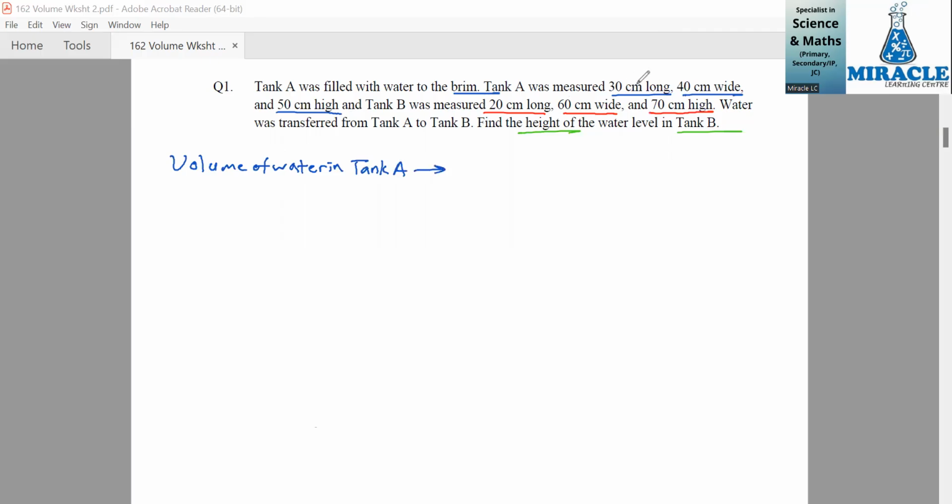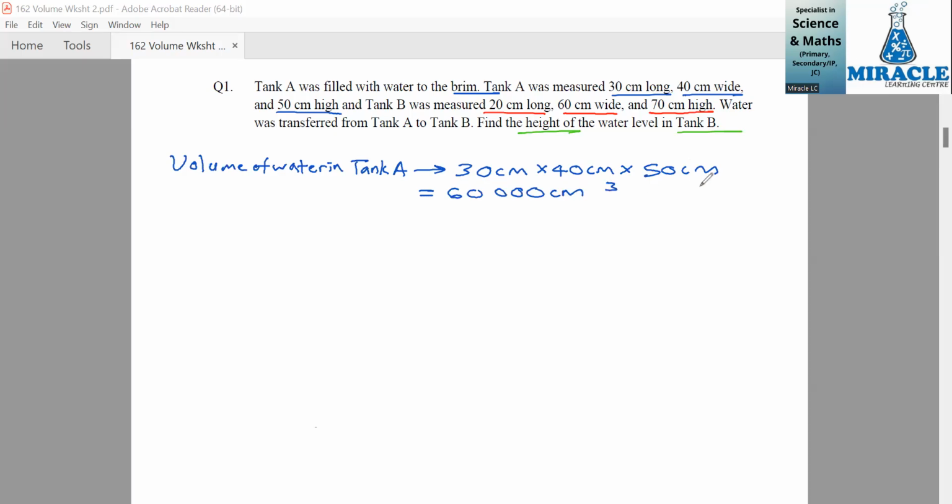We are given the breadth, the length, and the height. So volume is breadth times length times height. So we have 30 cm times 40 cm times 50 cm. And this gives us 60,000 cm cubed.